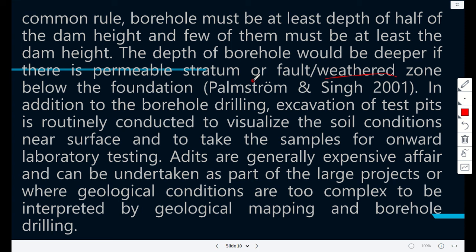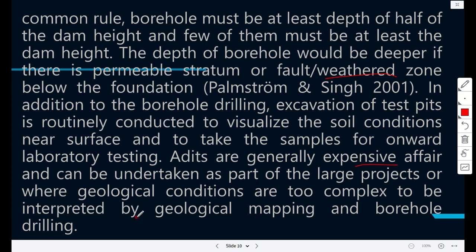In addition to borehole drilling, excavation of test pits is routinely conducted to visualize the soil conditions near the surface and to take samples for onward laboratory testing. Adits are generally an expensive affair, I think I already said that, and can be undertaken as part of large projects, or where geological conditions are too complex to be interpreted by geological mapping and borehole drilling.